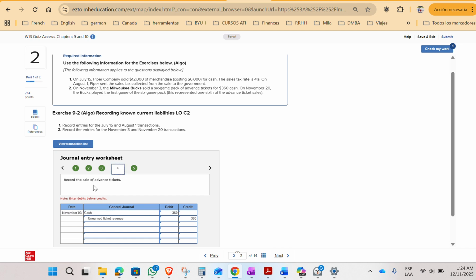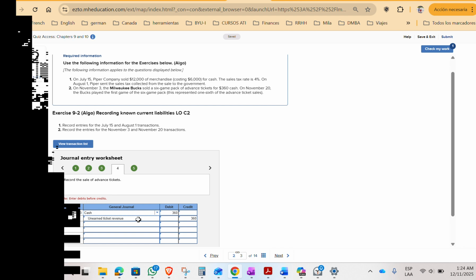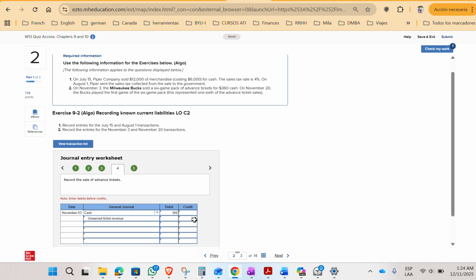So here we have the sale of advance tickets. First we have to record the cash, which is 360, and also as unearned ticket revenue 360, because this represents that we have that money that we have received, but actually this money is not earned money.